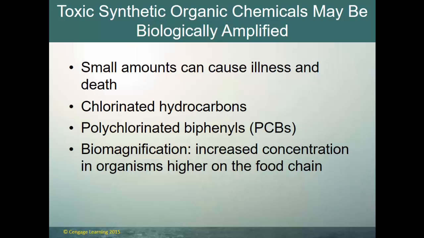So we also have other pollutants, some known as toxic synthetic organic chemicals, and these and heavy metals both can be biologically amplified by biomagnification. That's essentially an increase in concentration in organisms higher in the food chain. So these toxic synthetic organic chemicals, small amounts of them can cause illness or death. We're talking about chlorinated hydrocarbons, PCBs.